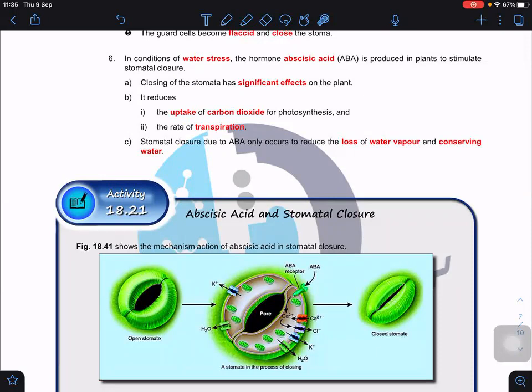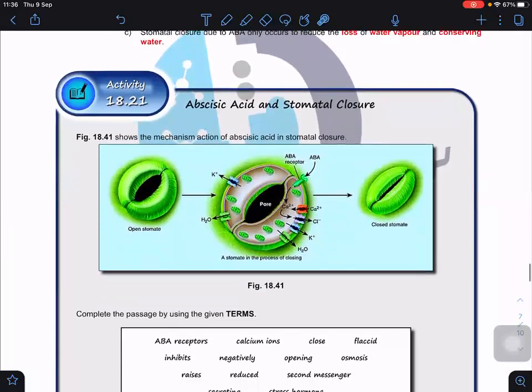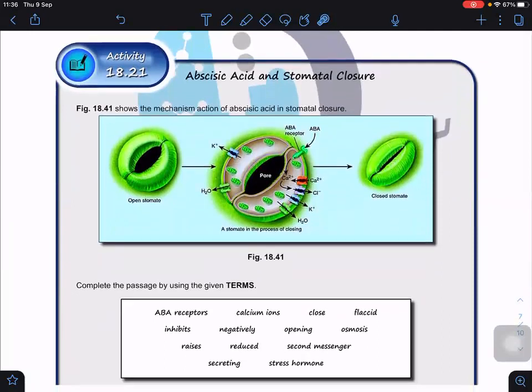Okay, and definitely because of the closure of stomata, we can reduce the transpiration. So therefore we can reduce the loss of the water vapor and conserve the water. Are you clear? Because if you continue, then the plant will lose more water vapor compared to what they can gain from the soil.